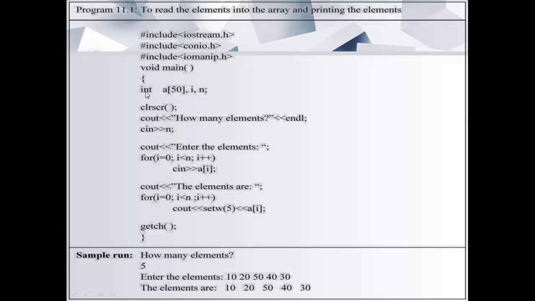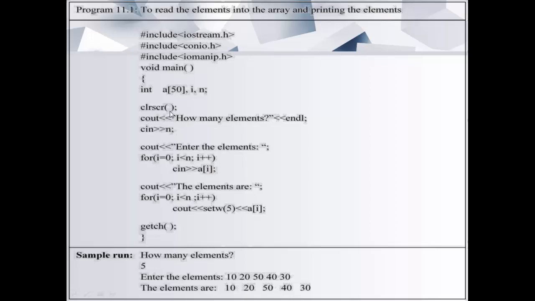So I'm declaring the values as int. So I'm taking the data type as int. So I'm taking the array name as a with the size as 50, and I'm taking one more variable that is I and one more variable as n.